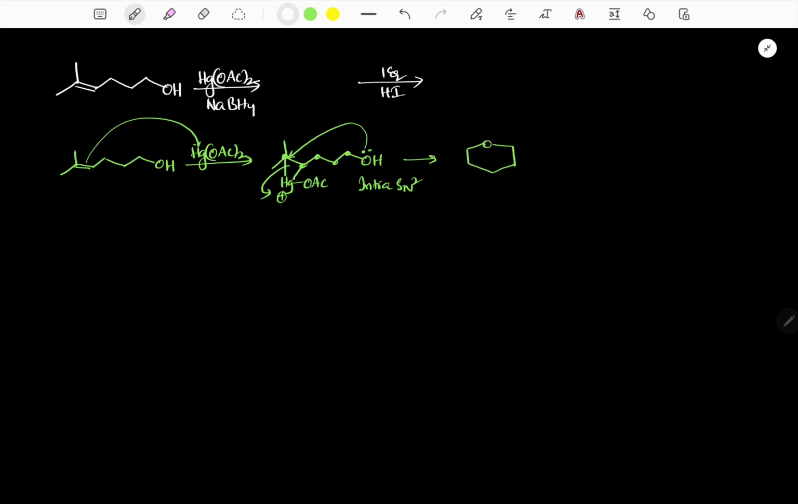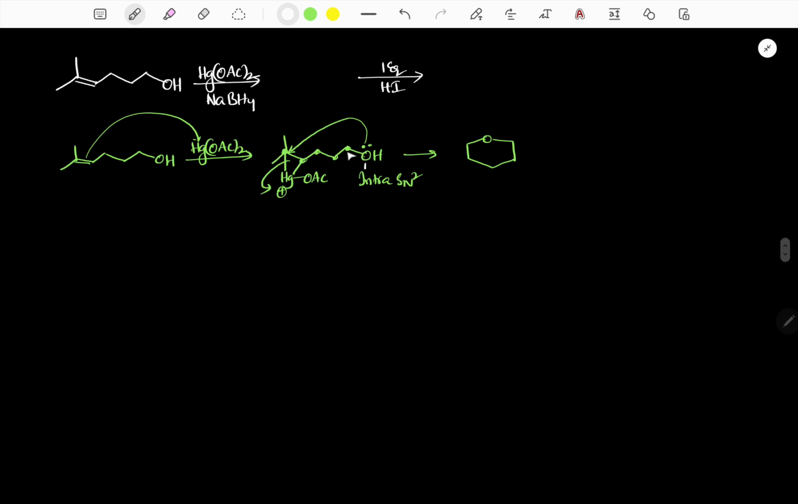6-membered ring. So for better understanding, we are giving the numbering 1, 2, 3, 4, 5, 6. Second carbon, third carbon, fourth carbon, fifth carbon. The fifth carbon has HgOAc. And the sixth carbon has 2 methyl groups. So the O lone pair attacks the sixth carbon and the ring opens. So when the ring opens, the fifth carbon has HgOAc.